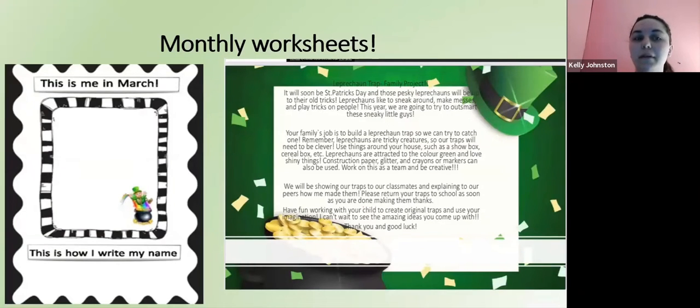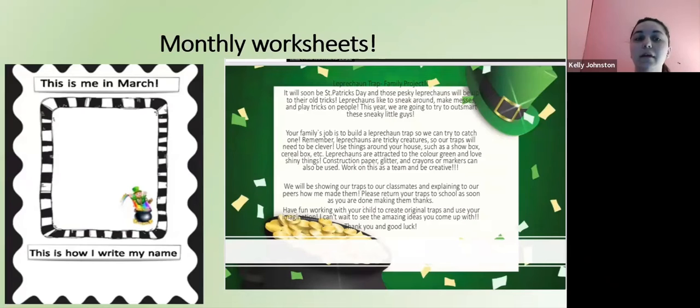These are my monthly worksheets. The one on the left says "This is me in March." Every single month my students create these worksheets. You get the child to draw a picture of themselves within that square, and they write their name at the bottom. We do these starting in September, and they get them right to the end of the year. This shows the parents their progress throughout the year.